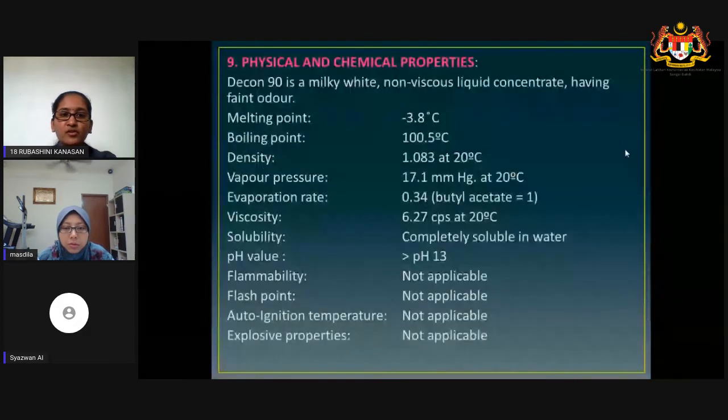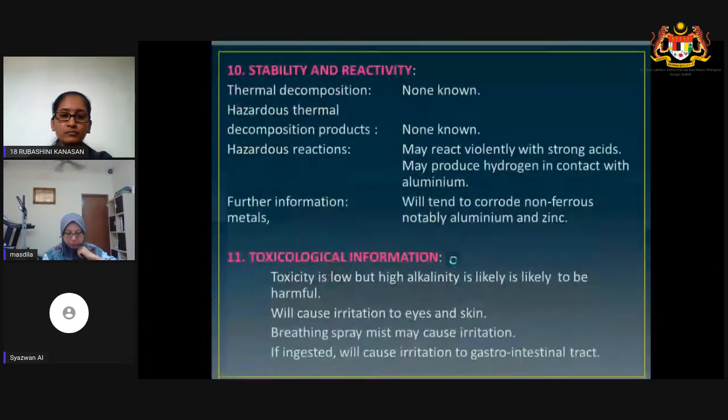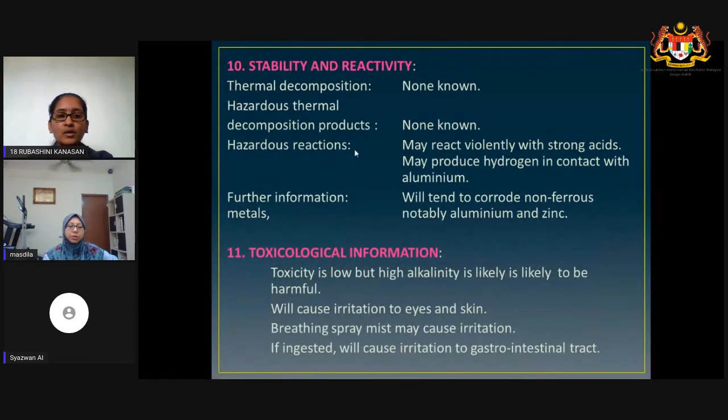Okay, for the physical and chemical properties, the melting point is shown here, boiling point, solubility completely soluble in water, and the pH value is more than 13. Okay, stability and reactivity, thermal is not known. Hazardous thermal is not known. Hazardous reaction may react violently with strong acid and may produce hydrogen in contact with aluminium. Further information for the metals will tend to corrode non-ferrous, notably aluminium and zinc.